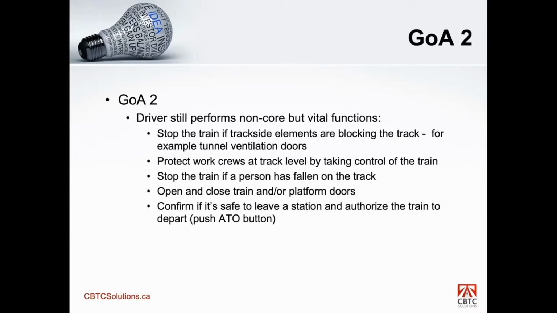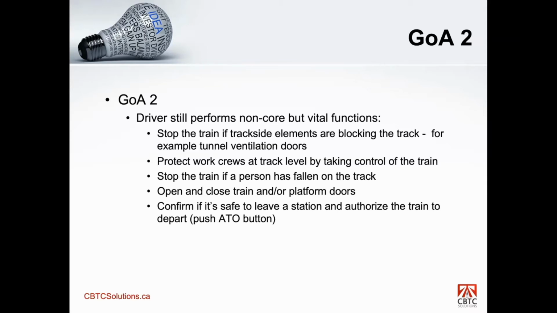Now, the driver is still involved and they still perform non-core, but vital functions. They're in the front cab, they're monitoring, they're looking out the window. Even though the train is driving by itself, they're still observing the track to make sure there are no hazardous situations. For example, if there's a tunnel ventilation door that's usually closed in the case of a fire to provide proper pressure and whatnot, if that door is closed, it's the driver's responsibility to stop the train, because the automated train will not be aware of it in a GoA 2 system. So the driver is still performing a vital function in terms of making sure there's nothing in front of the train that could create a problem.